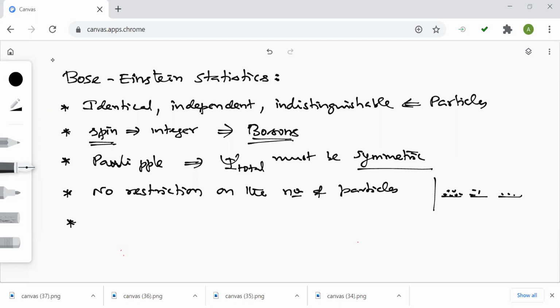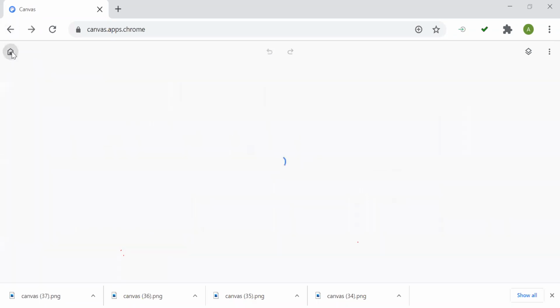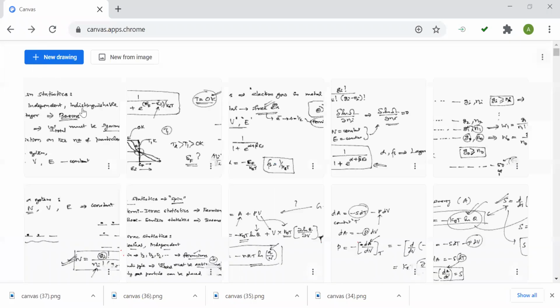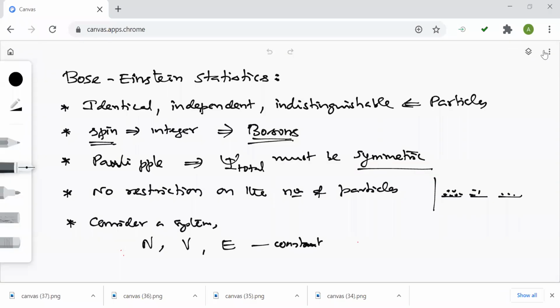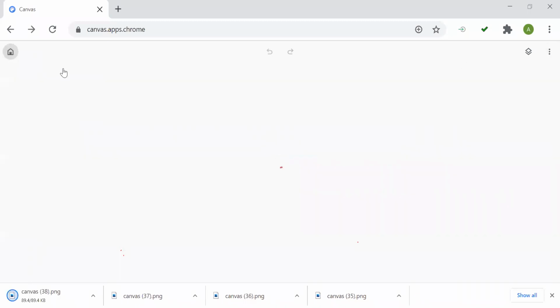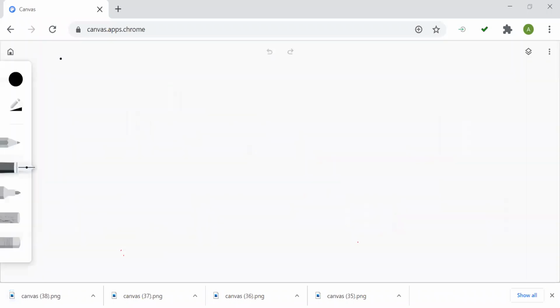Now, consider a system containing n identical bosons. Let the total volume be constant and total energy also constant. I'm going to keep all these things as constant. And for Bose-Einstein statistics, what will be the thermodynamic probability formula? So what is the formula for thermodynamic probability?